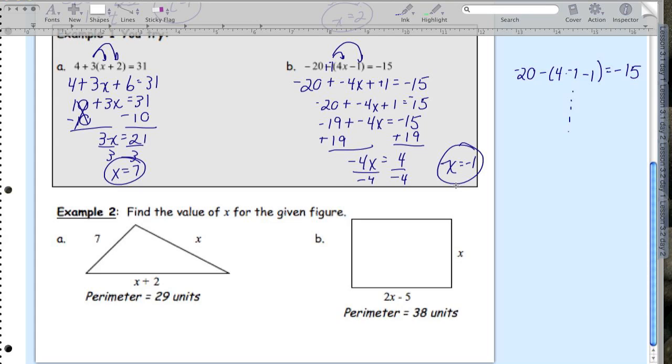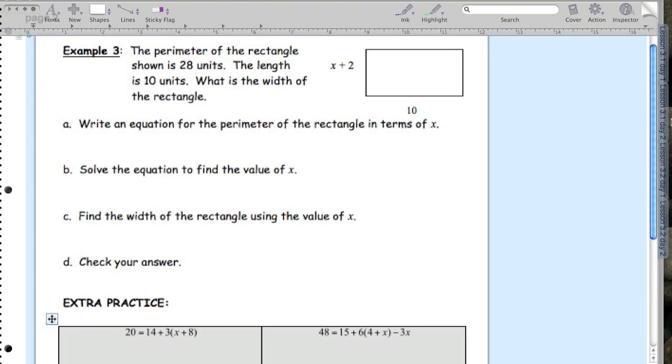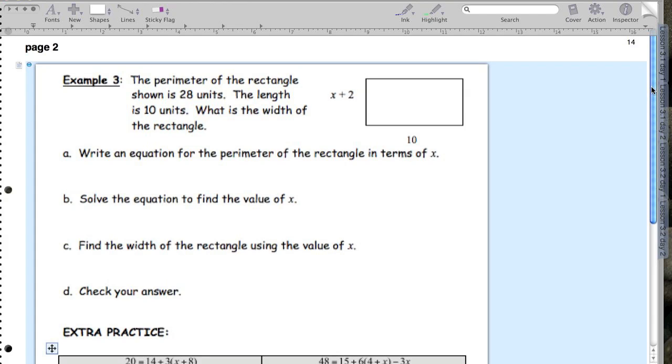Okay, so moving on, example 2, find the value of the given figure. We did this in the last lesson, so I'm going to skip over it. If you do need practice and review on it, go back to lesson 3.2, day 1, and you'll see the explanation there. But example 3, similar style.